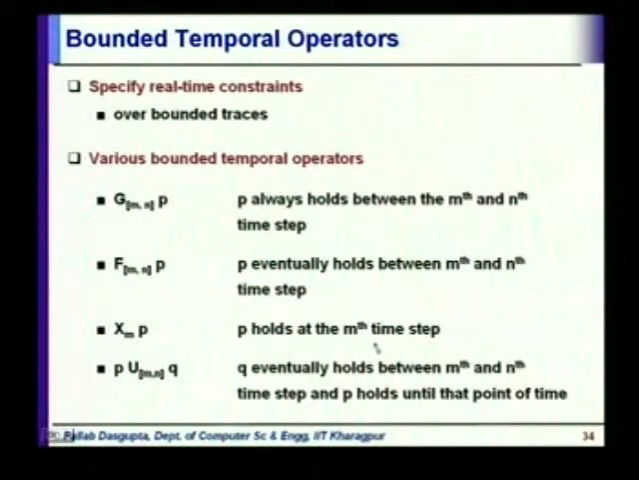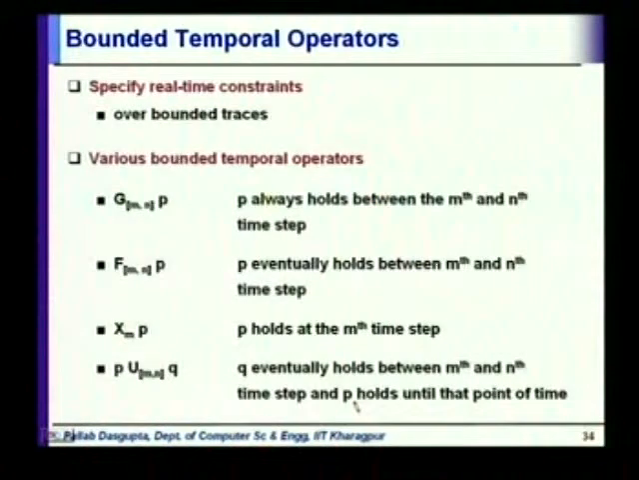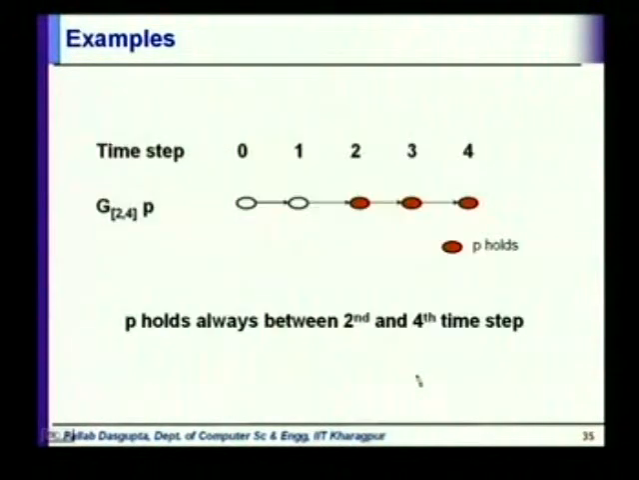X m P says P holds at the mth time step of the path, and P U m,n Q means that Q must hold sometime between the mth and nth time step, and P holds in all states until that state where Q holds. So suppose Q holds in the jth time step where j is between m and n. Then in all states up to j, P must hold. We are going to see examples of this.